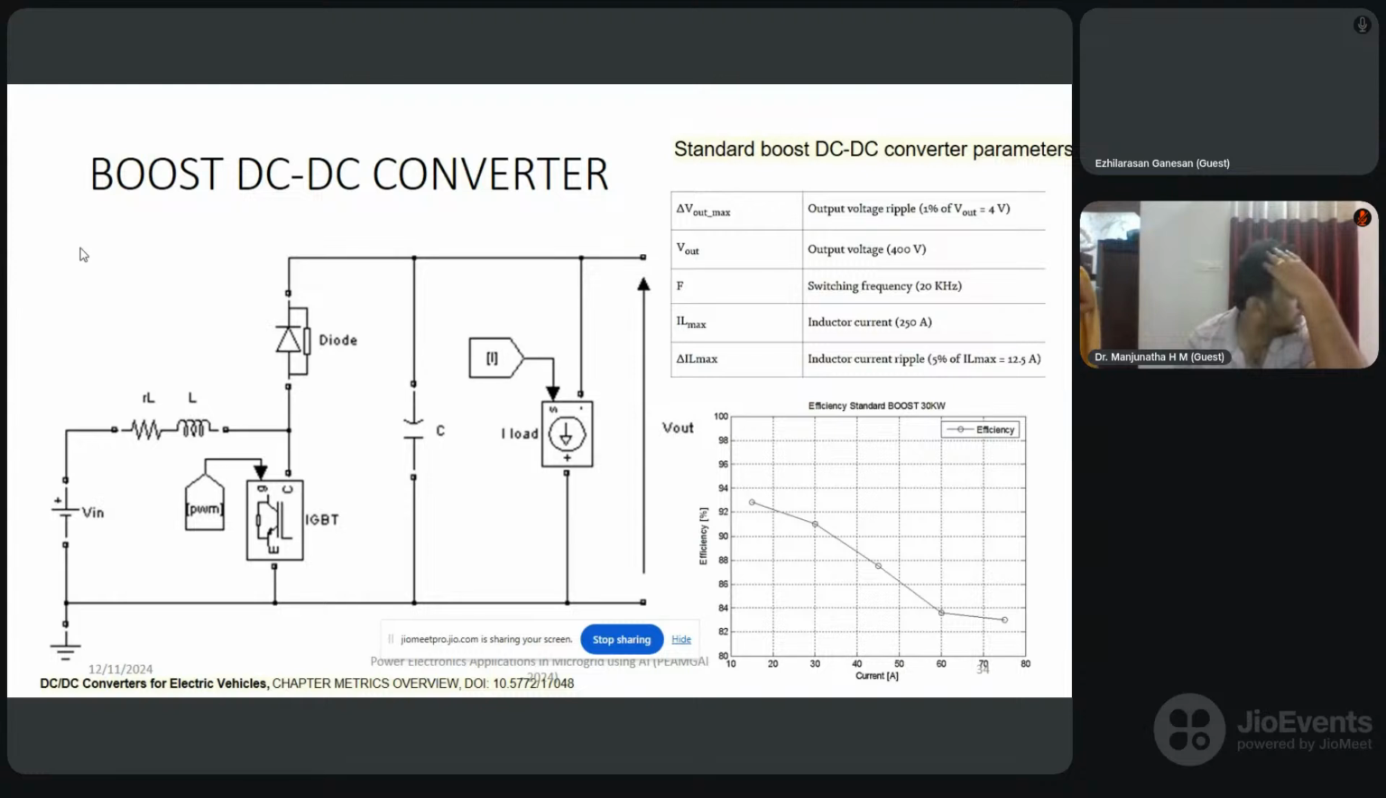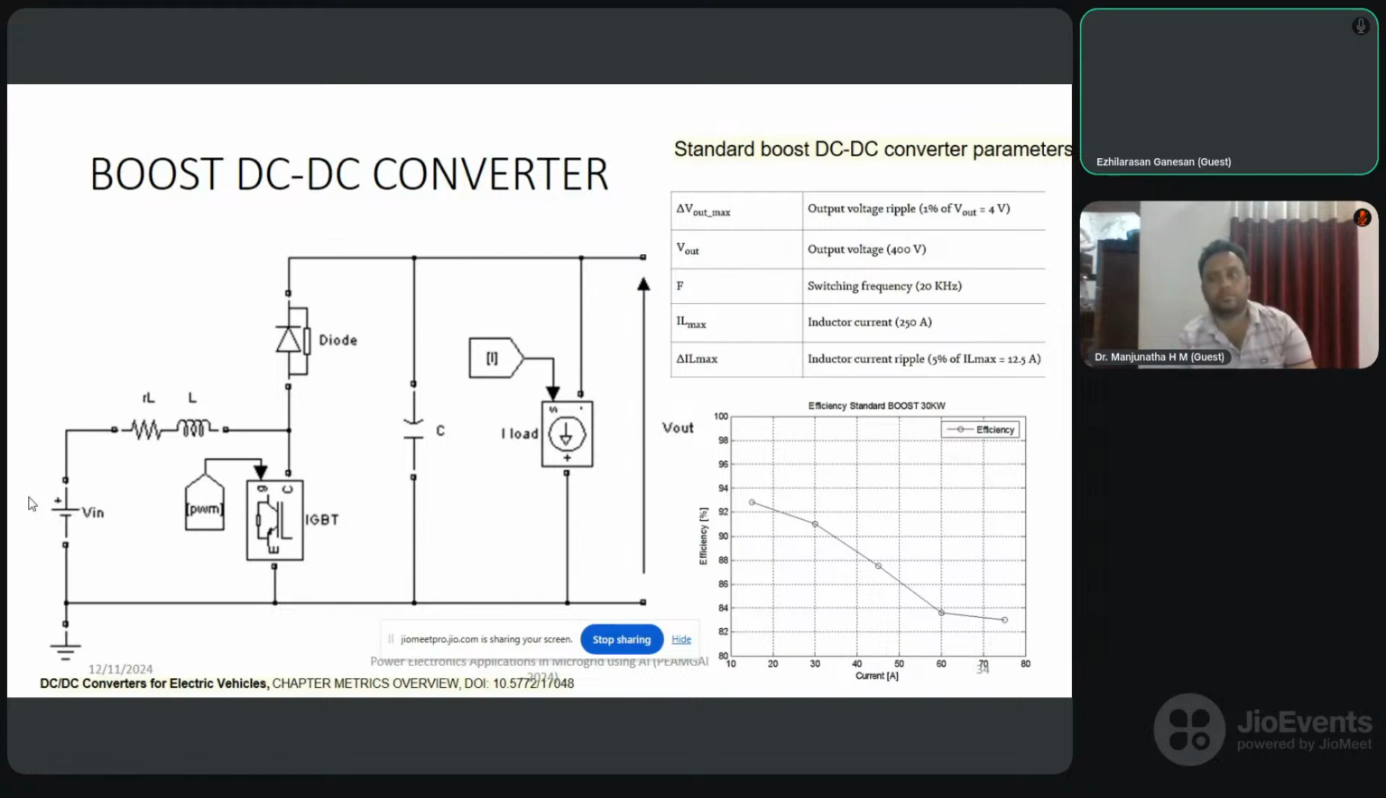I am giving efficiency versus current. You can see the efficiency versus current curve. What you observe from the curve is that the efficiency is high when the current is low. The efficiency drops down as the current increases. Why this happens is that as the current increases, the switching losses will be increasing.